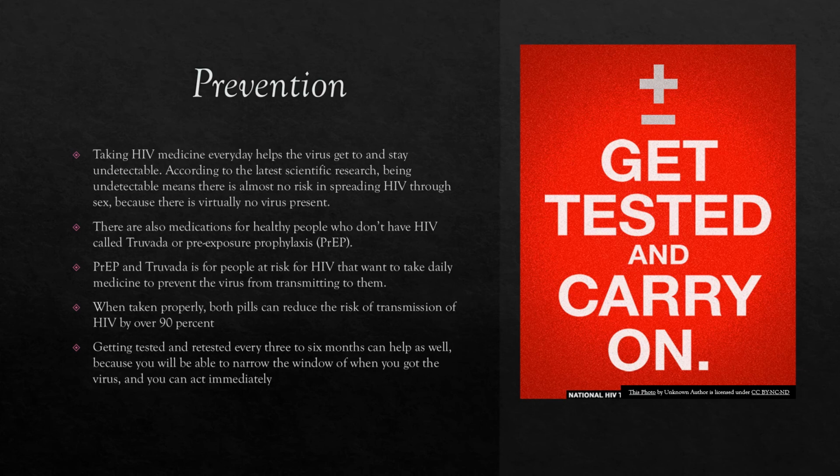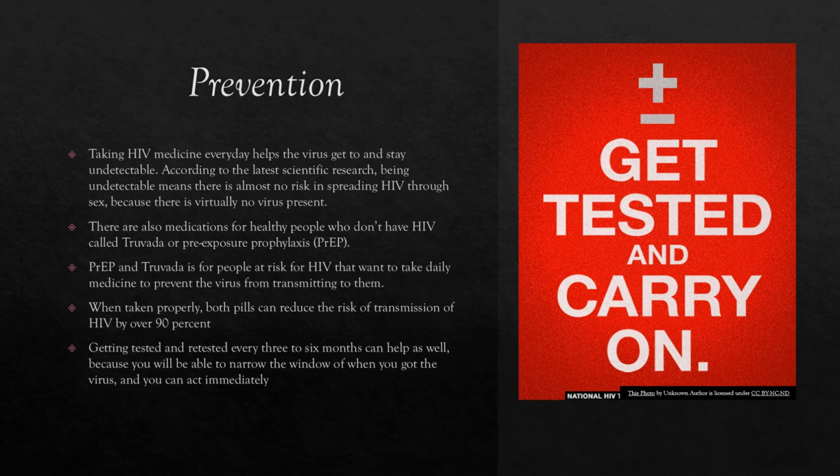There are also medications for healthy people who don't have HIV called Truvada and pre-exposure prophylaxis, or PrEP. PrEP and Truvada are for people at risk for HIV who want to take daily medicine to prevent the virus from transmitting to them. When taken properly, both pills can reduce the risk of transmission of HIV by over 90%. Getting tested and retested every 3 to 6 months can help as well, because you will be able to narrow the window of when you got the virus and you can act immediately.